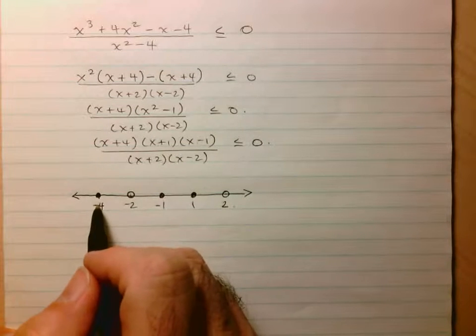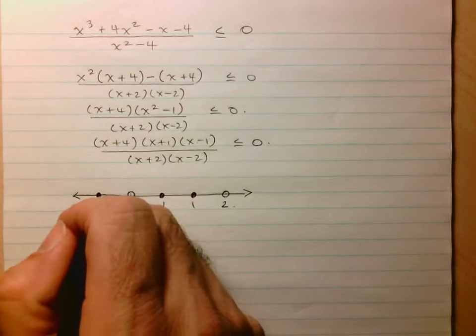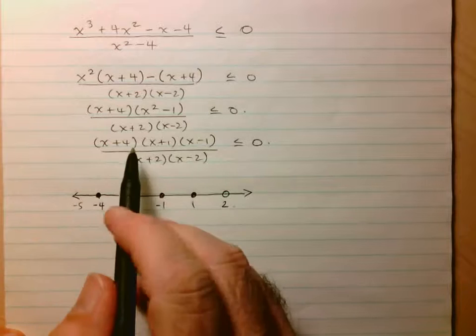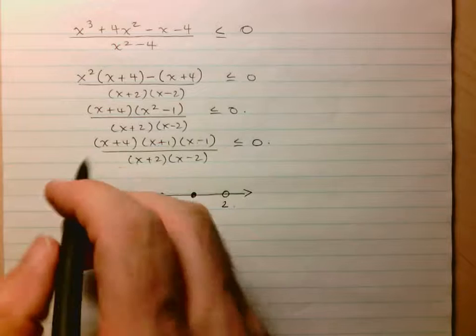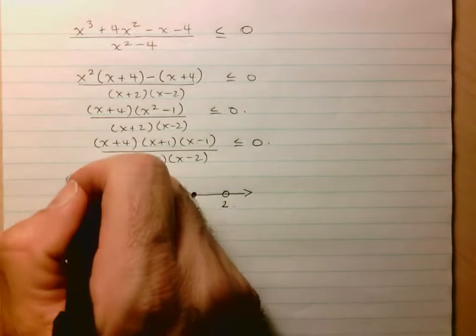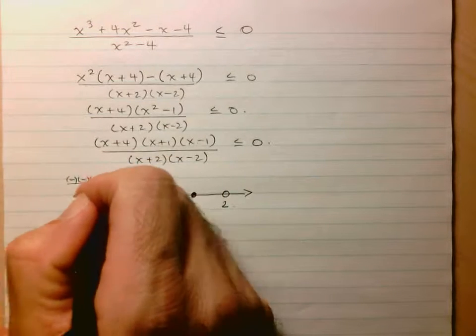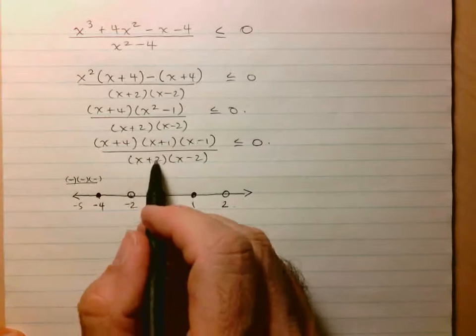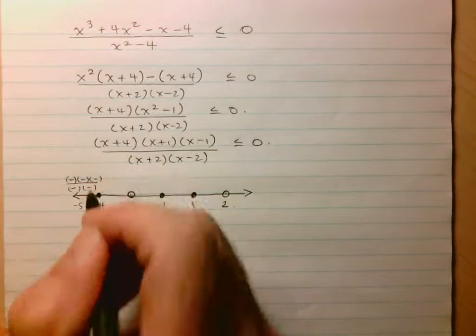So here let me pick the easiest value, less than negative 4. So I'll pick negative 5. Okay, so let's stick negative 5 into each of these terms. So negative 5 plus 4, that's a negative number. Here negative 5 plus 1, that's another negative number. Negative 5 minus 1, another negative number. And the denominator, negative 5 plus 2, negative; negative 5 minus 2, negative.